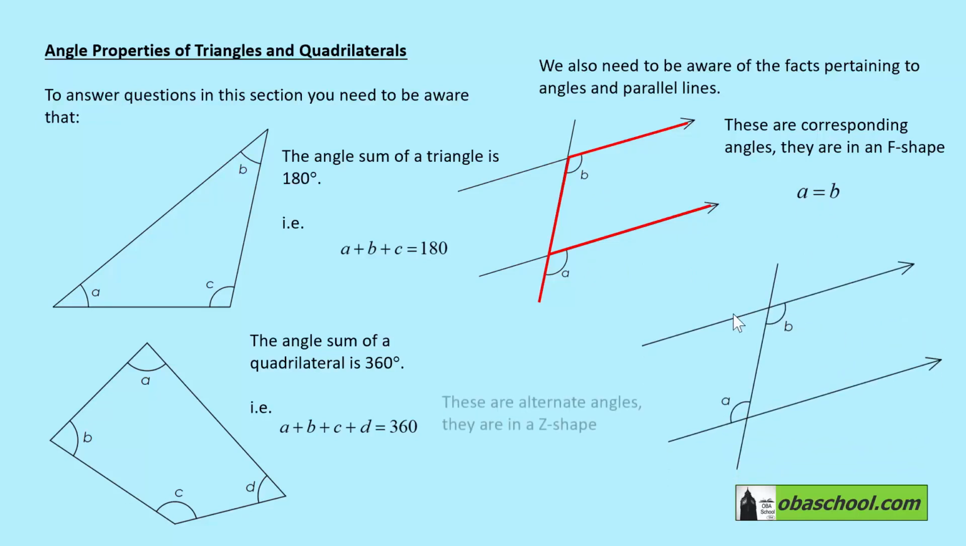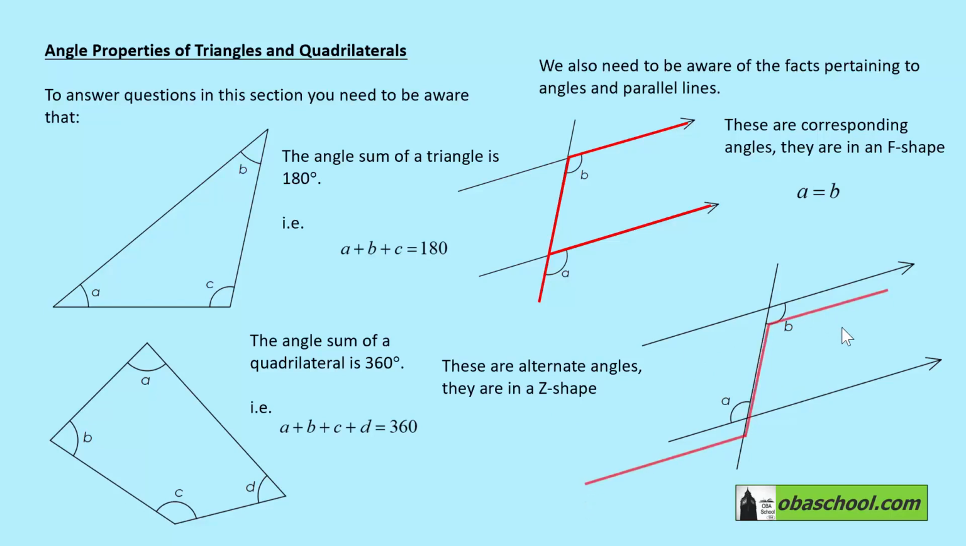Here, we're going to look at alternate angles. They're in a Z shape, as we can see here. And once again, two parts of the Z go along the parallel lines. Again, with alternate angles, the angles are equal.